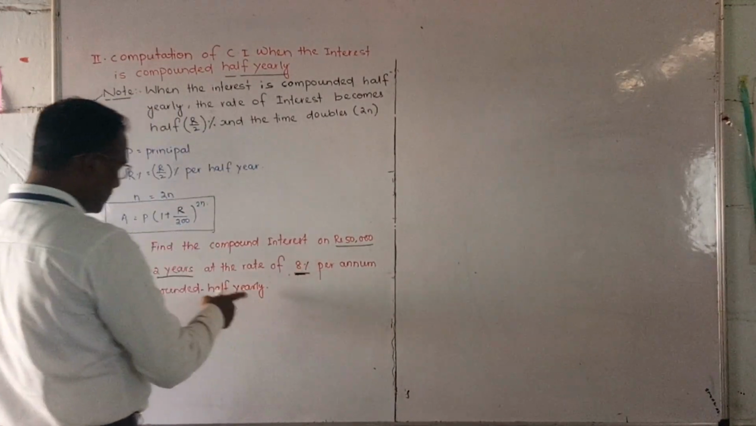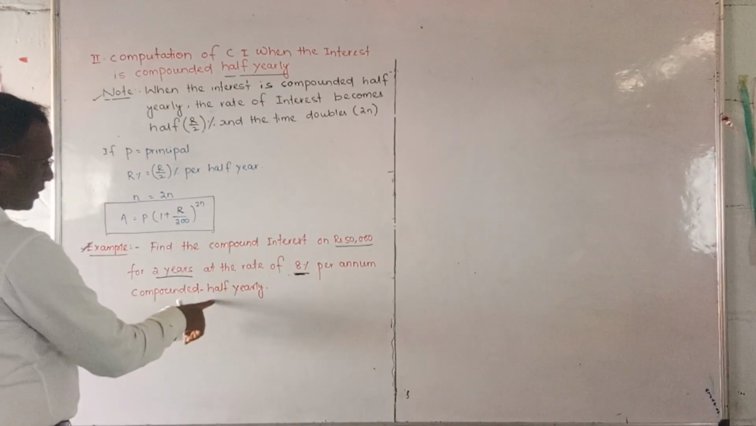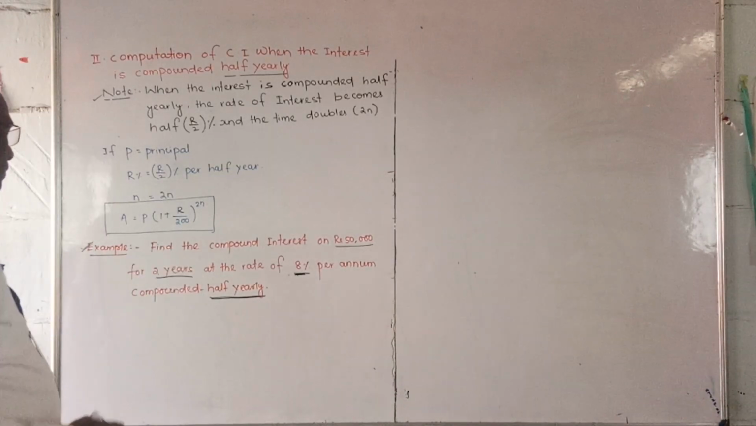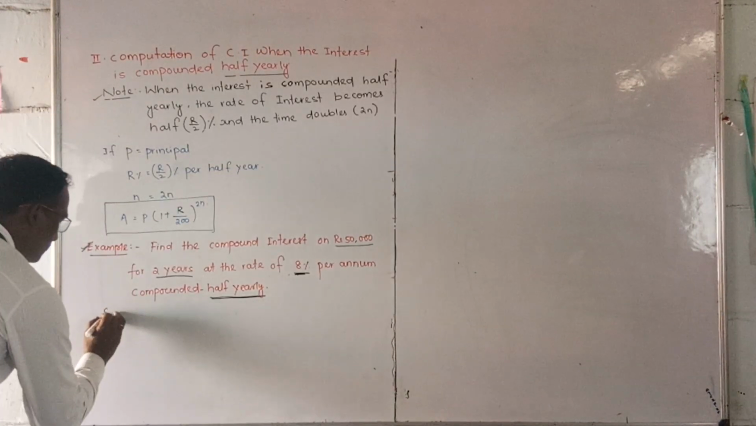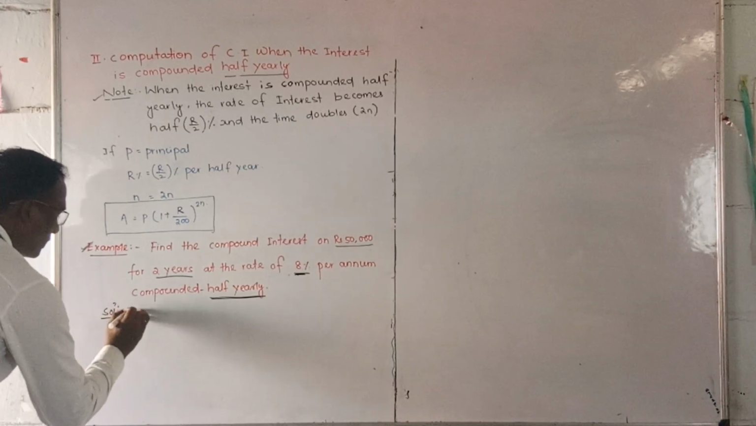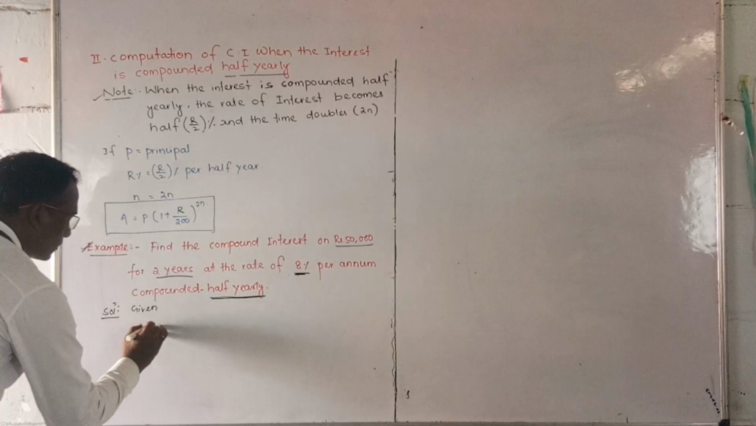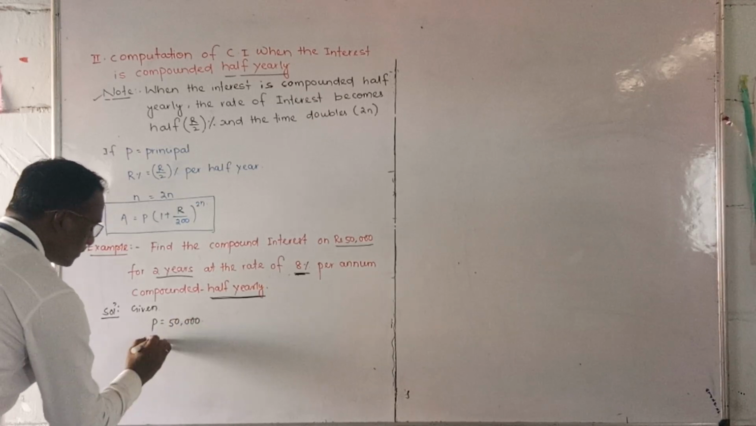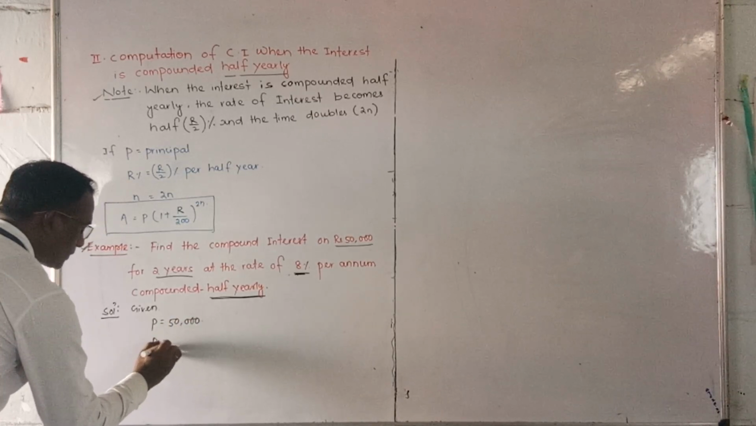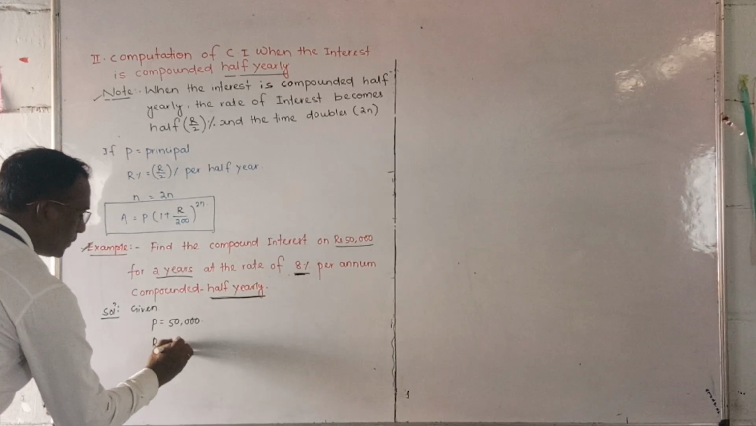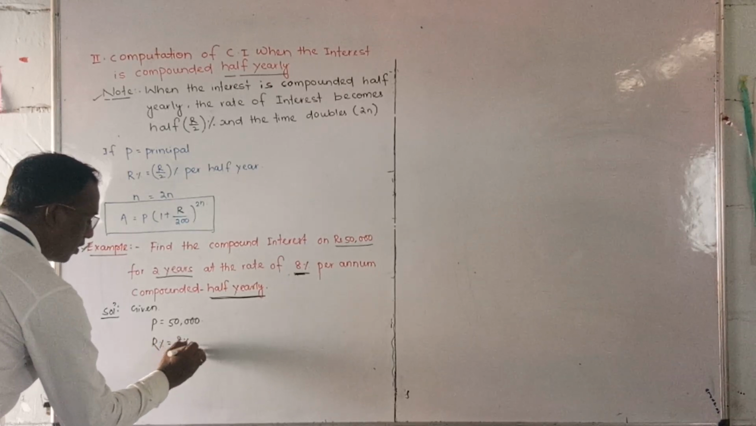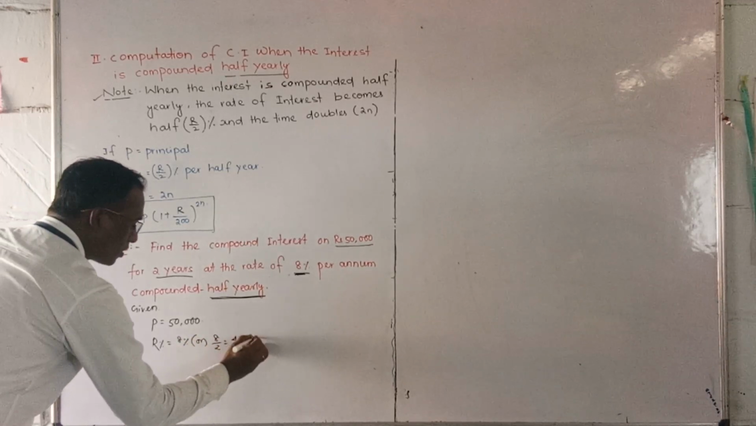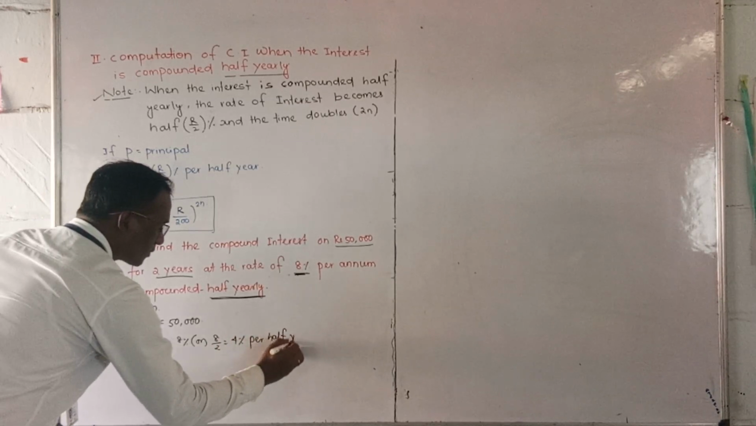Given that principal is 50,000, rate of interest R is equal to 8%, or 8 by 2 is equal to 4% per half year. For this it is per annum, but the rate of interest is 4% for half year, and time is 2 years, or n is equal to 2 into 2 is equal to 4.